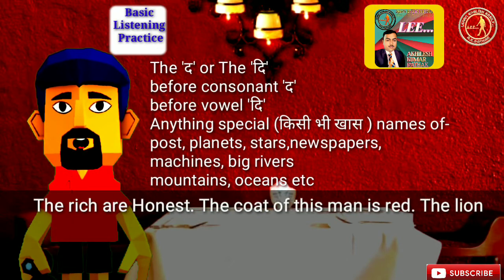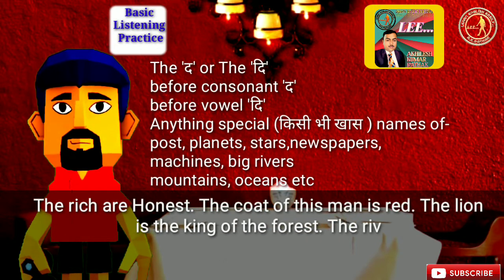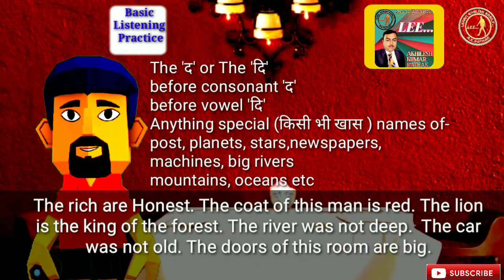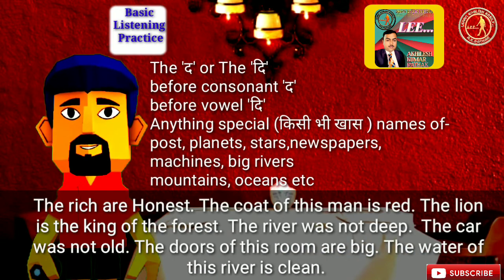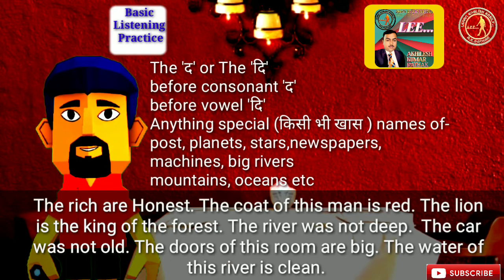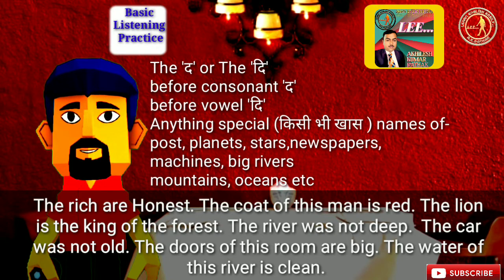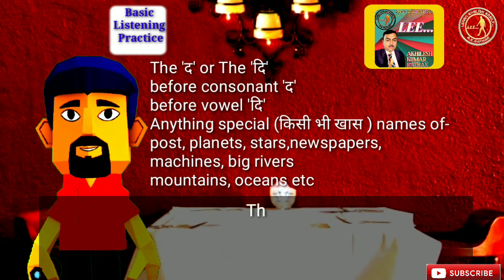The coat of this man is red. The lion is the king of the forest. The river was not deep. The car was not old. The doors of this room are big. The water of this river is clean.